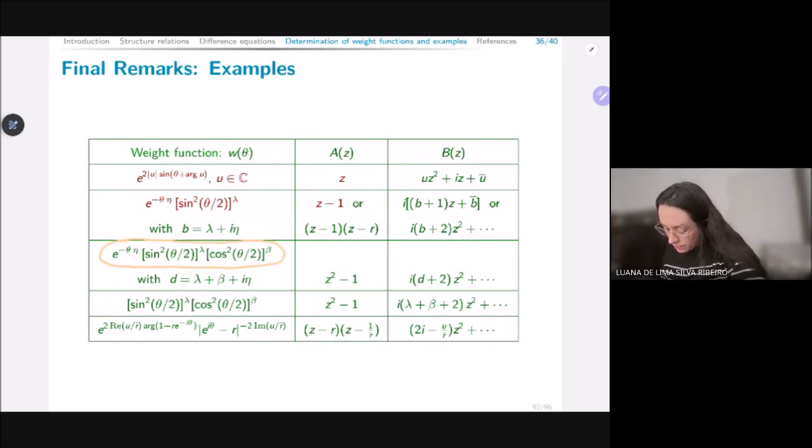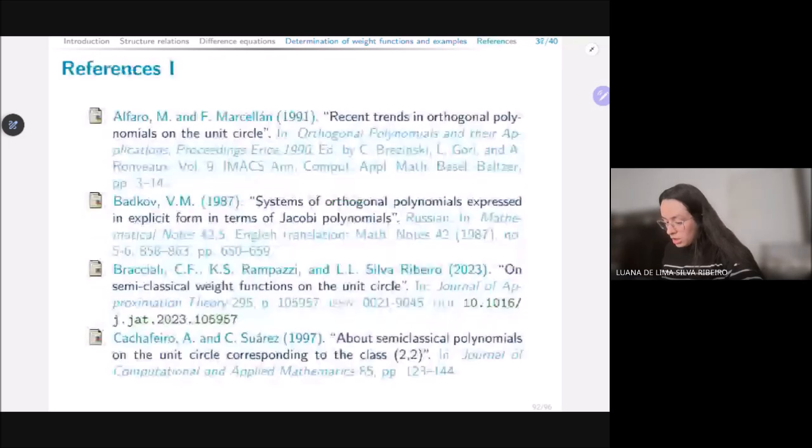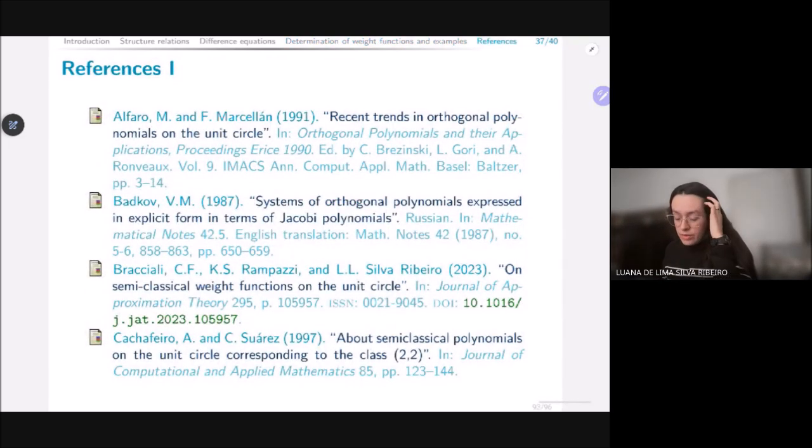This wave function appears here just for the case where A(z) and B(z) have degree 2. In this particular case, which is the Jacobi polynomials on the unit circle, we need A(z) to be like this, so A and B are polynomials of degree 2, and in these other wave functions, A and B are also polynomials of degree 2. So here I have some of the references that we used.